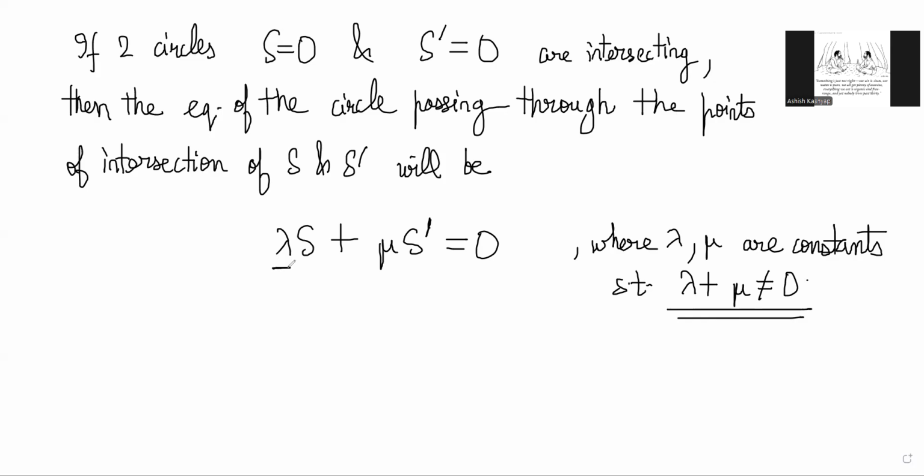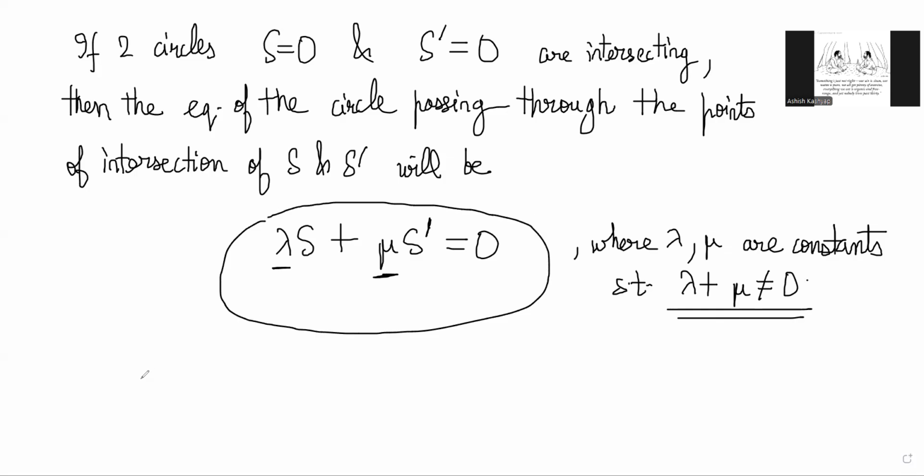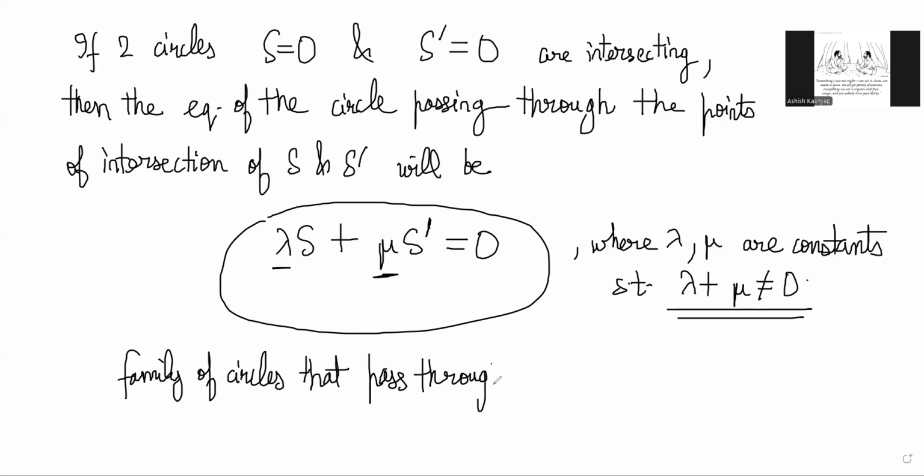So basically there are two constants now, lambda and mu, and you combine the two circle equations along with these constants, you get a linear combination type of situation. And this is the combined equation of the family of circles, or all possible circles that pass through the intersection points of S1 and S2, or S and S dash, right?